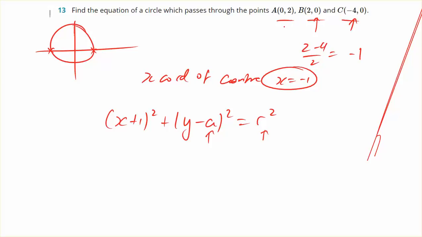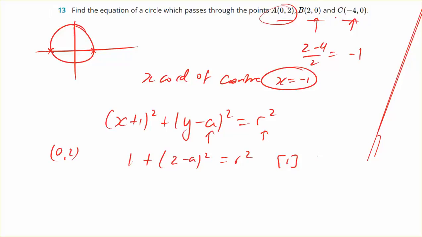We've already got our x-coordinate of the center, so that's great. We're going to have to do some simultaneous equations. So let's sub in a few points. I'm going to sub in 0, 2. So when x is 0, y equals 2. Let's start doing stuff in our head because we don't want to spend all our time writing. When I sub in 0 for x, that becomes 1 squared, so it's 1 plus, y is 2, minus a squared equals r squared. That's my first equation, equation 1.